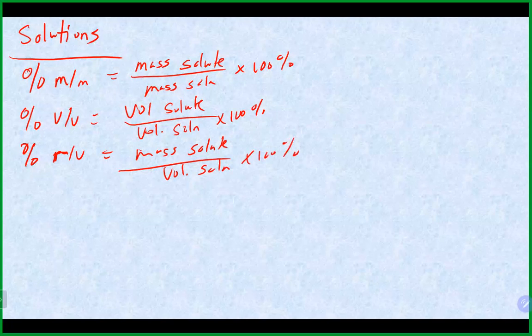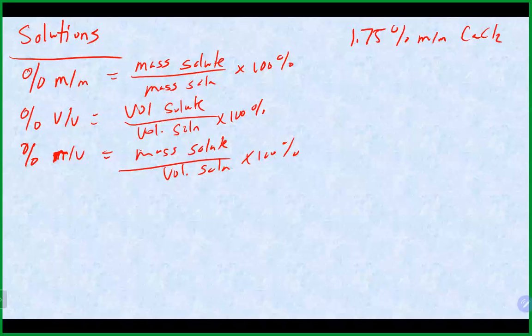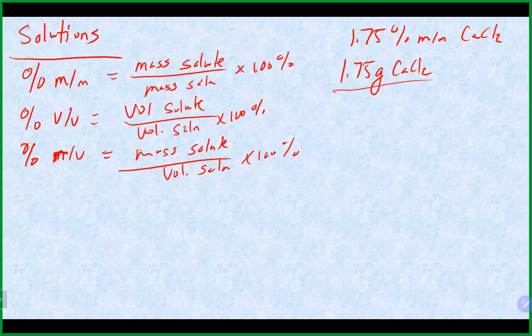Remember, with these percent concentrations, you can usually turn them into a conversion factor, as we talked about, by assuming 100 of whatever it may be. So if we had a 1.75% by mass calcium chloride solution, that would mean we have 1.75 grams of calcium chloride over 100 grams of solution. And again, you could flip it around if you needed it like a conversion factor the other way. Put the grams of solution up on top and 1.75 grams of calcium chloride in this example on the bottom.